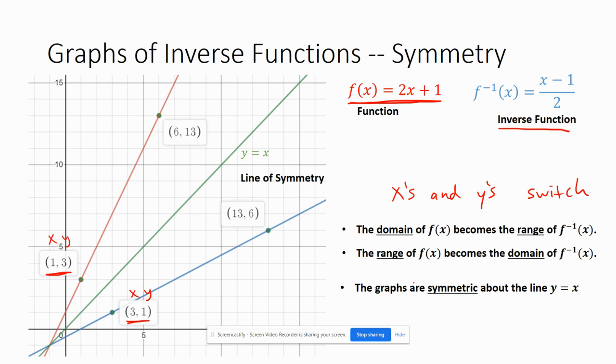The third thing that we already talked about is that the graphs are symmetric about the line y equals x. That's just the fancy way to say this line of symmetry. Again, what I was saying about the distances from the blue line to the green line and from the red line to the green line should be the same. They should be symmetric. So then moving on, how would we actually find an inverse function?